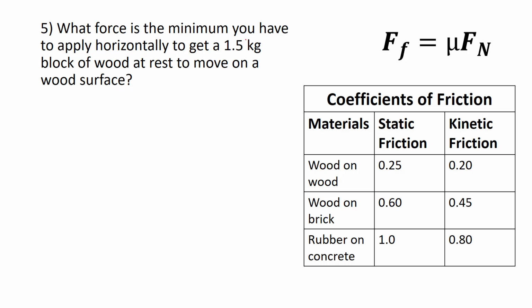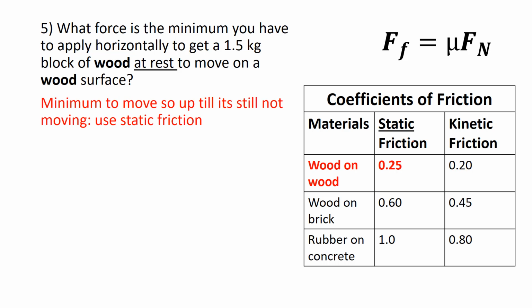Okay, then now let's get to some math, just the normal math problems that would occur with a basic horizontal friction problem. Here you have a 1.5 kilogram wood block on a wood surface, and it's at rest. You're trying to find how much force would be needed minimally to move it. So since it's not moving and we're trying to find out the minimum to move it, we want to find this maximum amount of friction that would occur before the object would start moving. So we're going to be using static friction for this problem. So minimum is to move up till it's still not moving. So we're using static friction.